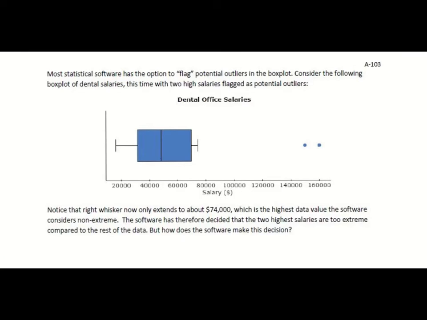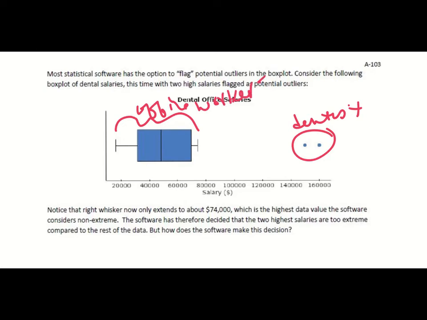Okay, so most statistical software has an option that will flag potential outliers in the box plot. Consider the following box plot of the dental salaries, this time with 2 flagged salaries as potential outliers. So here's your 2. These are the actual dentists. These are basically all your office workers. So a lot of times they'll leave the dentist out because this is the gap in salaries.